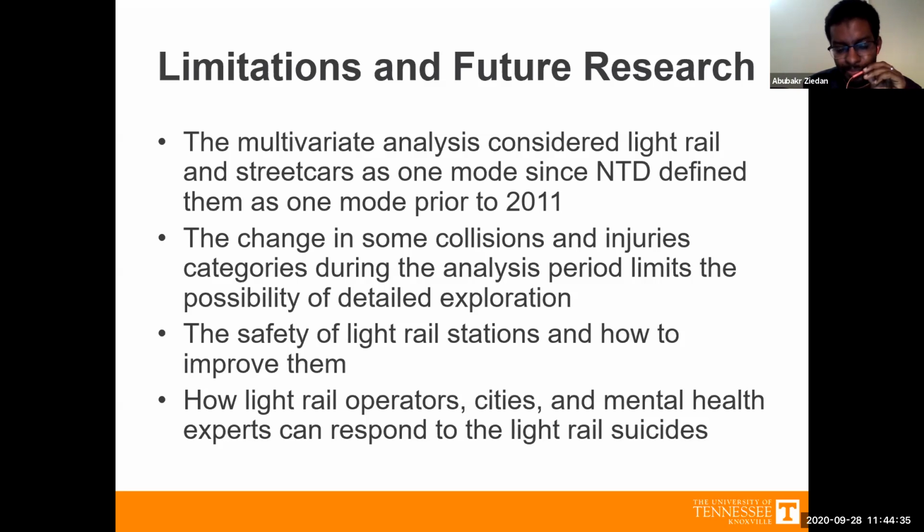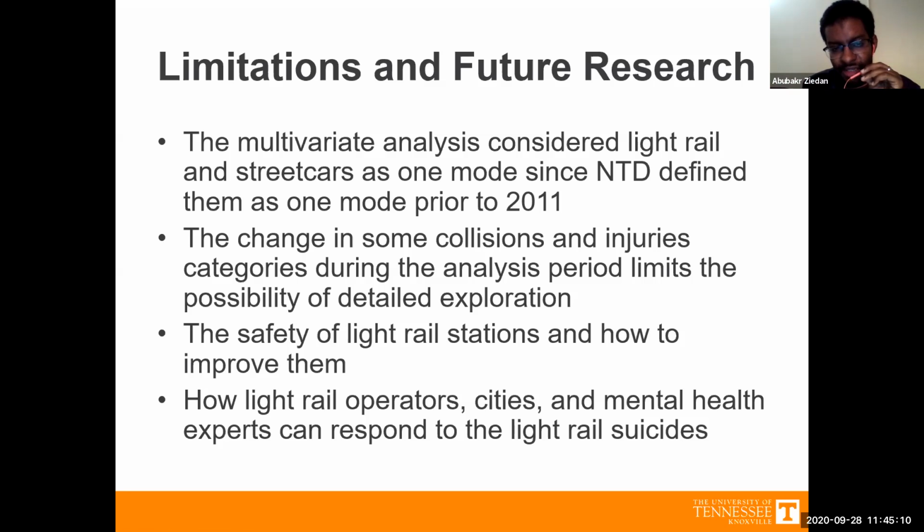Also, as I mentioned, in the collisions we saw that there are a lot of collisions coded as others. We were not able to explore this other category in detail because there were some changes in the collision and injury categories in the period of the analysis. So as more reliable data become available, I think this is also an area for future research, in addition to the safety of light rail stations and how to improve them.